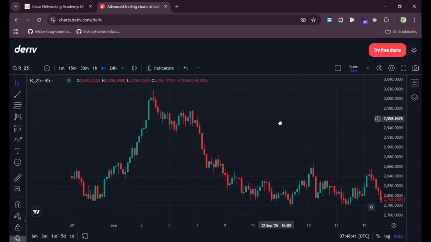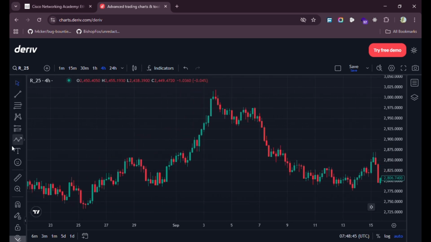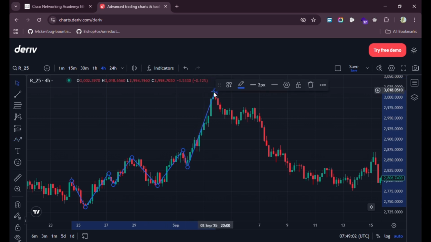In the opposite market, the uptrend market, we see the same thing: higher high, higher low, higher high, higher low, then higher high. This high is taken out by this one, forming a new high. That's why it's called the higher high.